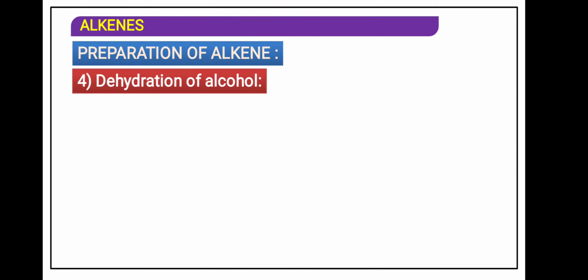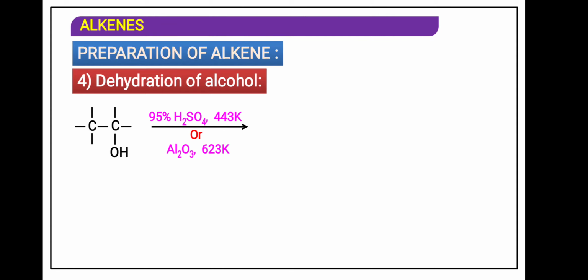The last reaction is dehydration of alcohol, in the presence of 95% sulfuric acid at high temperature, about 443 Kelvin, and Al2O3, which you will study in 12th standard. In place of halogen, now OH is attached, so OH and beta hydrogen will be removed. That is called dehydration. Water is removed. Again it is beta elimination, which will follow the Saytzeff rule for unsymmetrical ones.